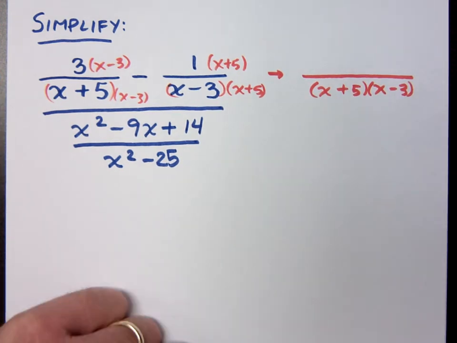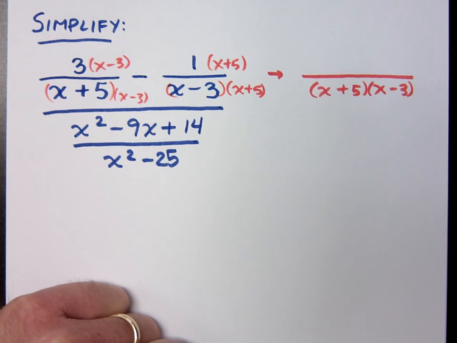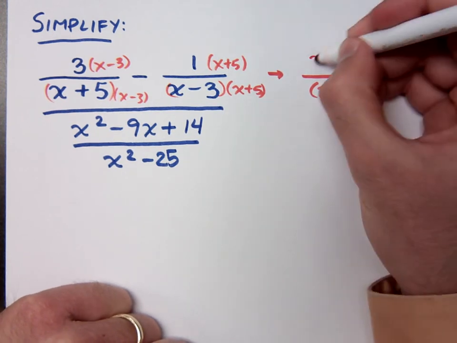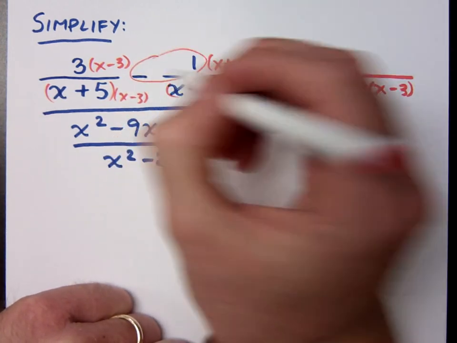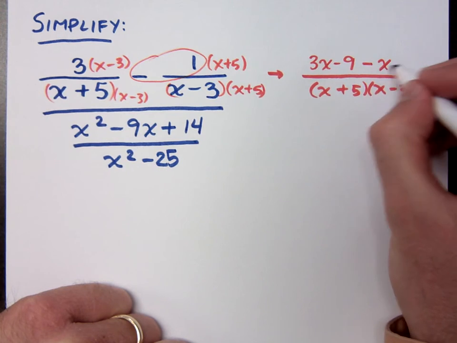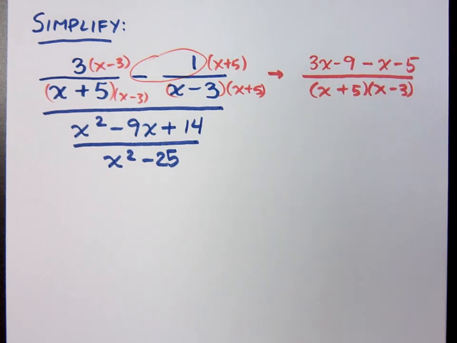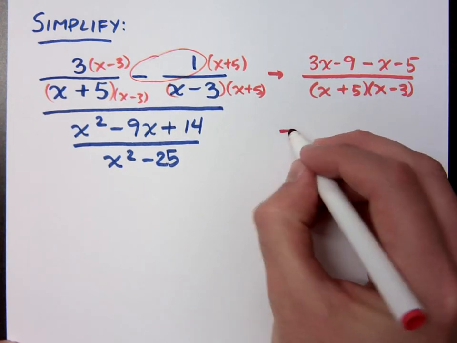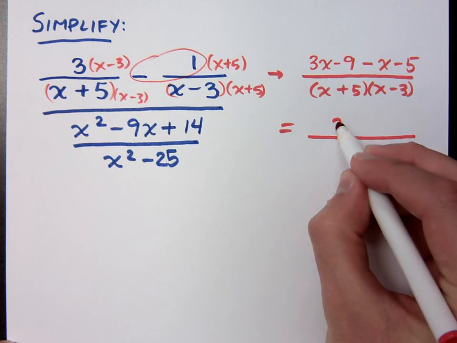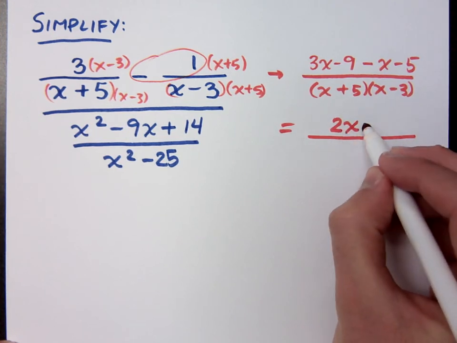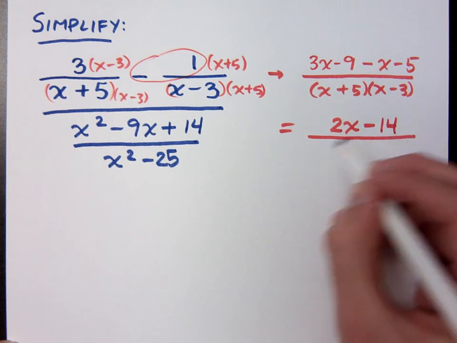What about that numerator? What do I have? We have 3x minus 9. And then be careful here. Minus x minus 5. Y'all agree? Yes or no? Yes. All right. So then what does this guy become in the numerator? 2x? Not plus, it's minus.